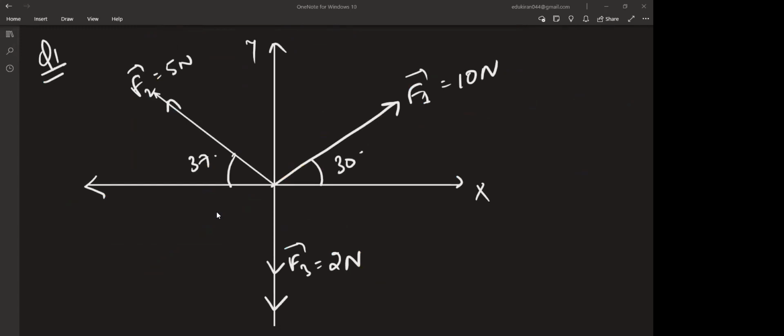Please write down this question, then we'll discuss it. First, note it down. I'll discuss it in the class itself.